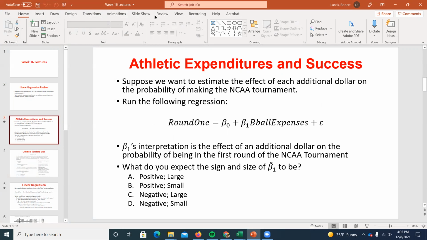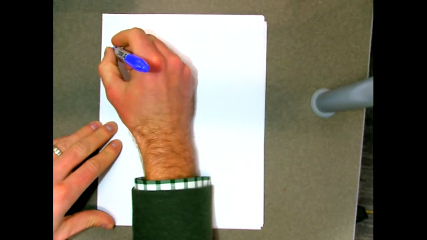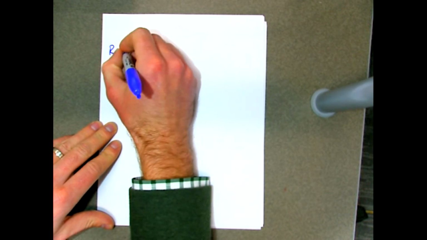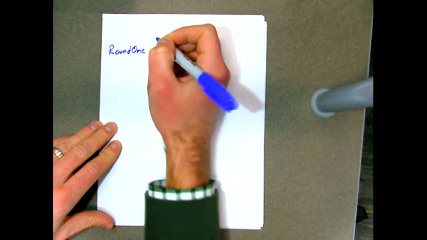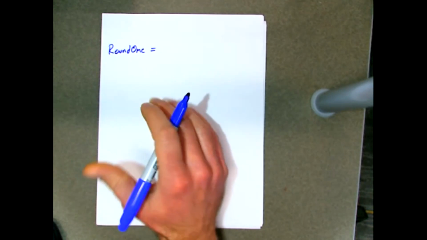So what I'm thinking about here, and hopefully by the time we get to it, we'll realize this isn't just about a university's athletic department or sports performance. So what we're going to try to estimate is whether or not a team makes that first round of the NCAA basketball tournament.